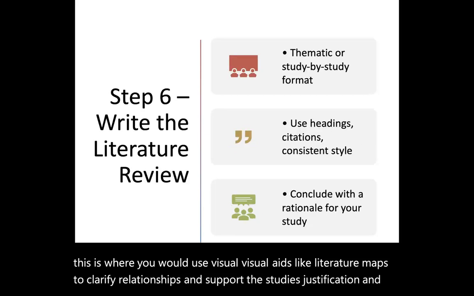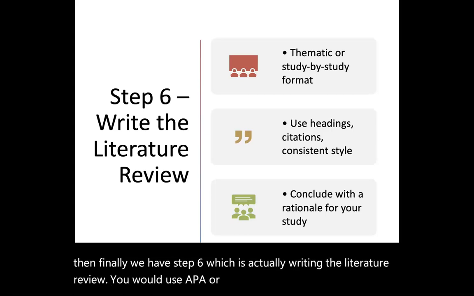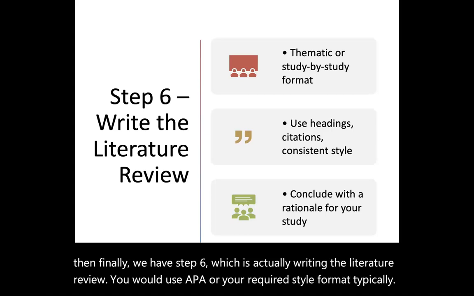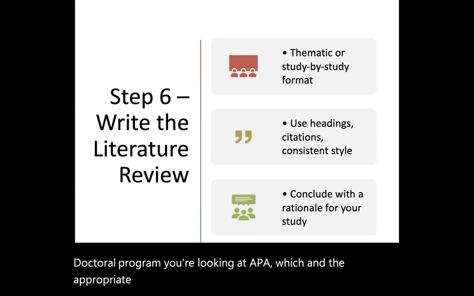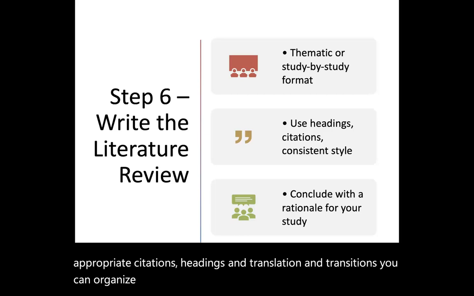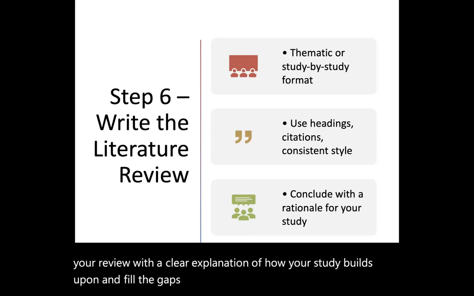And then finally, we have step six, which is actually writing the literature review. You would use APA or your required style format. Typically, for a doctoral program, you're looking at APA, and the appropriate citations, headings, and transitions. You can organize your writing thematically or by methodology. End your review with a clear explanation of how your study builds upon and fills the gaps in existing research.